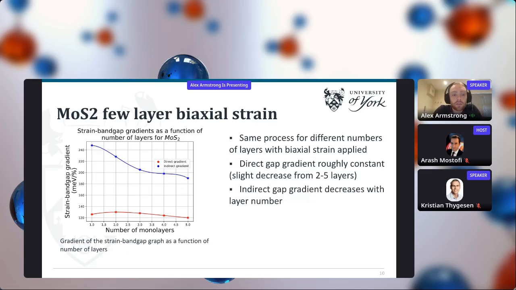So for the few layers biaxial strain, what this graph shows is similar to the previous graphs I've shown, where we calculated the gradient of the indirect gap and the direct gap as we increase the strain. Each of these data points is that gradient, shown for different numbers of layers. As the number of layers increases, the indirect bandgap gradient decreases, whereas the direct gradient stays roughly constant.